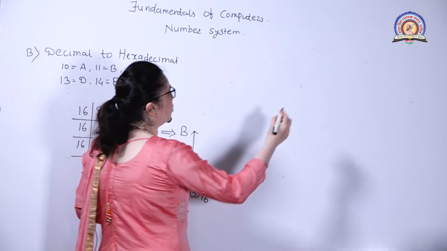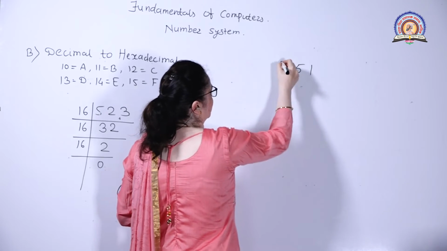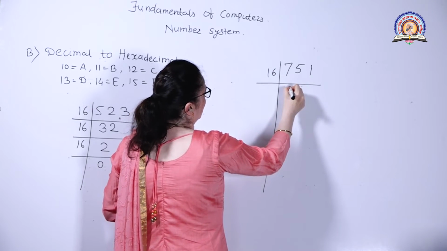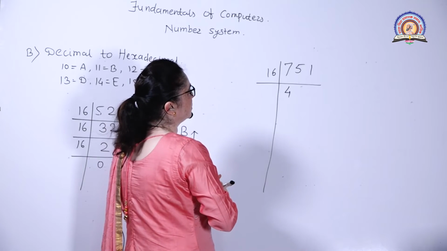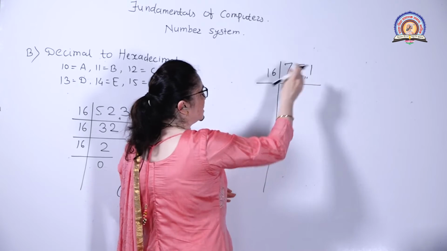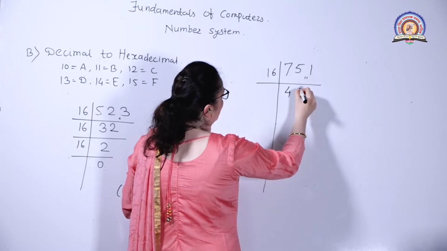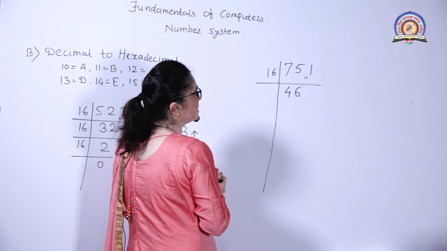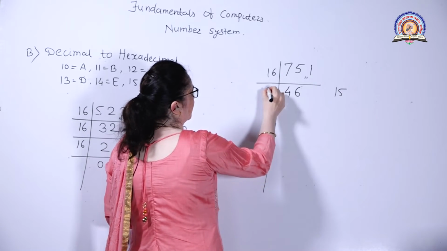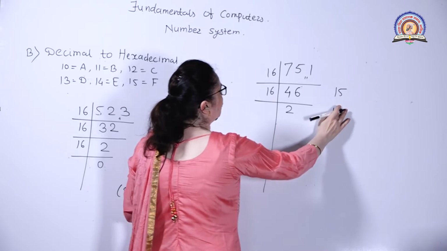Now let us consider one more example. 751 divided by 16. 16 fours are 64. The remainder will be 11. This will become 11. 16 6s are 96. The remainder will be 15. Write down the remainder. 16 2s are 32. The remainder will be 14.